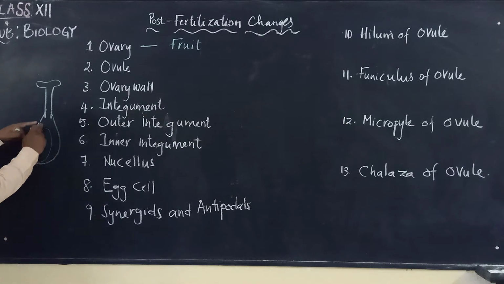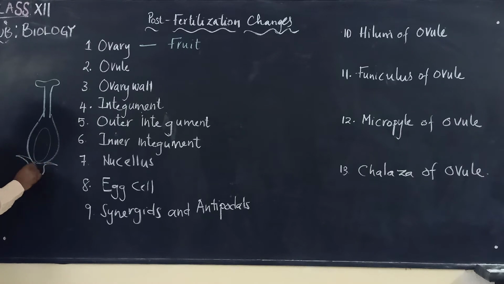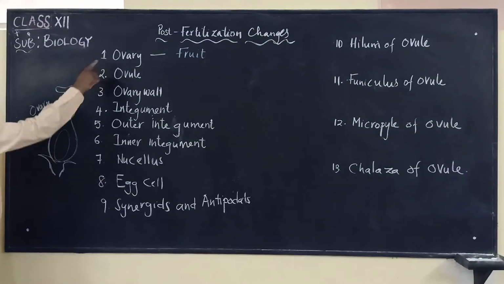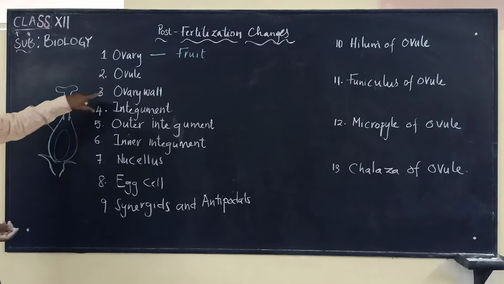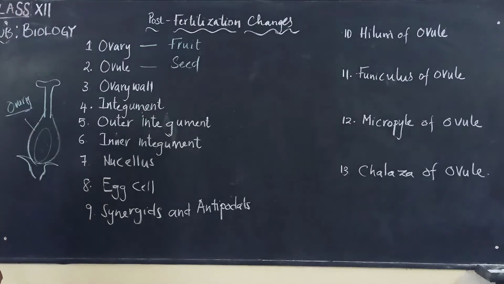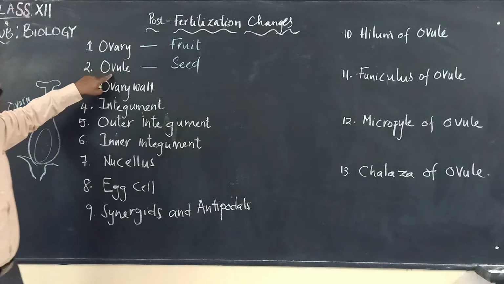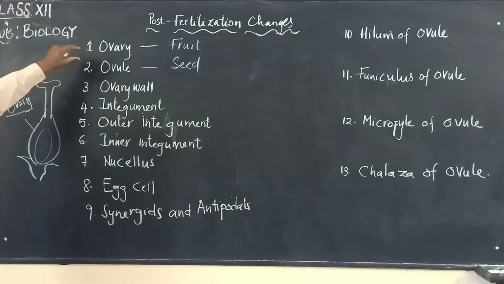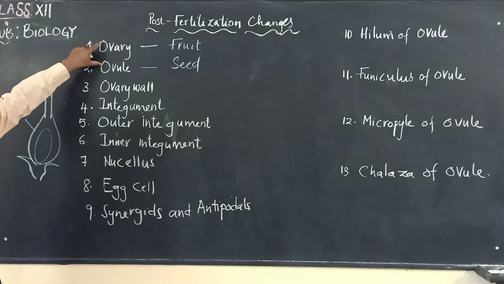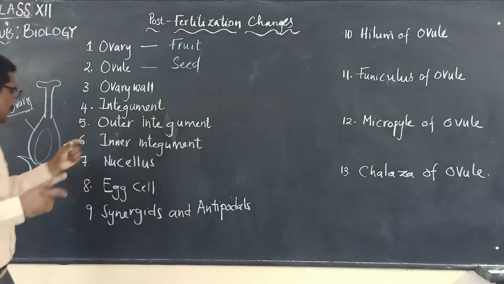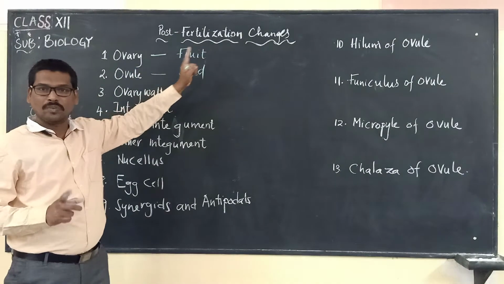The ovule, isn't it? So if the ovary is changing into fruit, then what happens to the ovule after fertilization? The ovule is changing into seed. The ovary is changing into fruit and the ovule is changing into seed. These are the end products after fertilization. And remember, these two take place simultaneously. Once fertilization occurs and the seed is formed, the ovary will be changing into fruit.